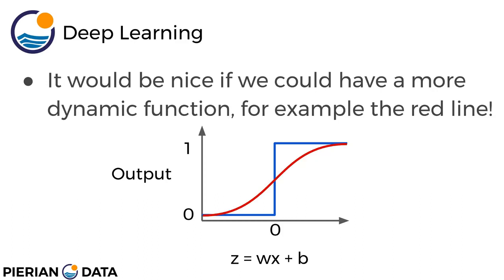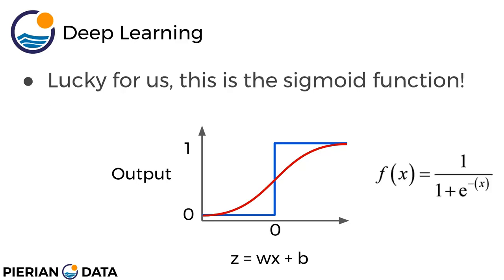So it'd be nice if we could have a more dynamic function. For example, this red line here. You can see here that our outputs now are no longer just 0 or 1. We have a little more detail to it. There's a little more nuance here. So lucky for us, this is actually the sigmoid function. This red line function already exists, and it's known as the sigmoid function.